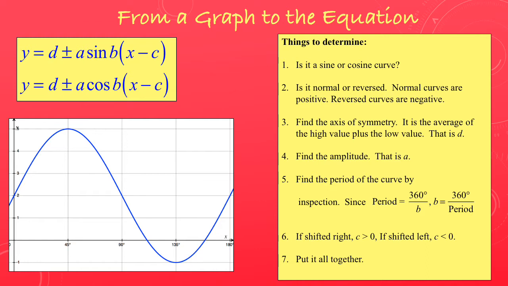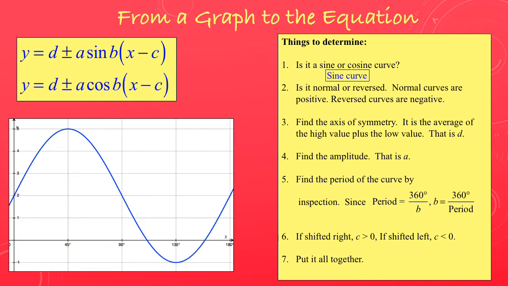But for right now, we will use the generalization that if the curve starts in the middle and then goes up or down, we will consider it to be a sine curve. If the curve starts at the high point and goes down, or at the low point and goes up, we will consider it to be a cosine curve. This curve starts in the middle, and we will call it a sine curve.